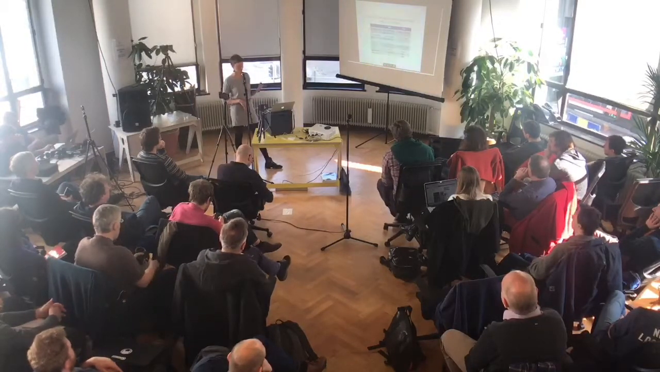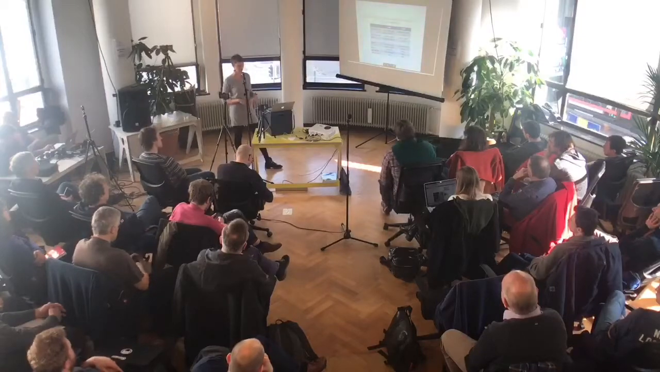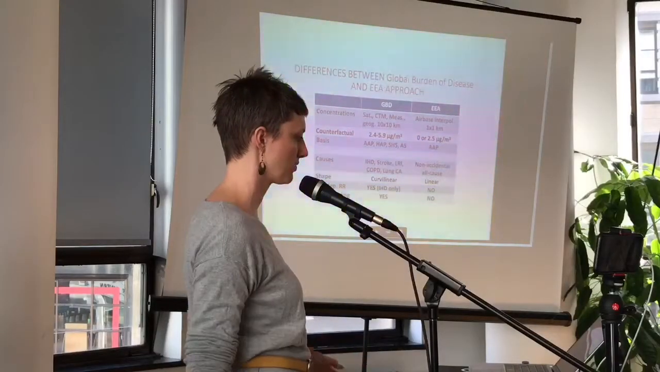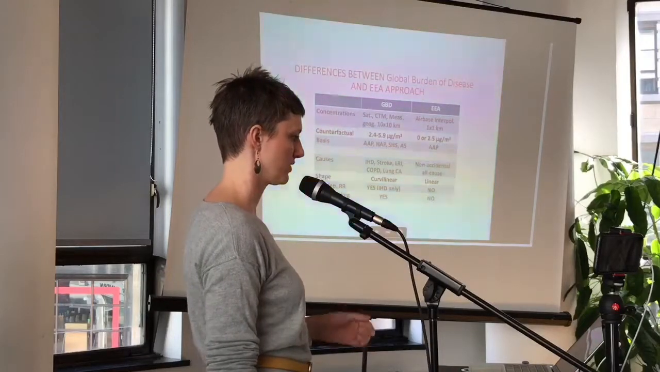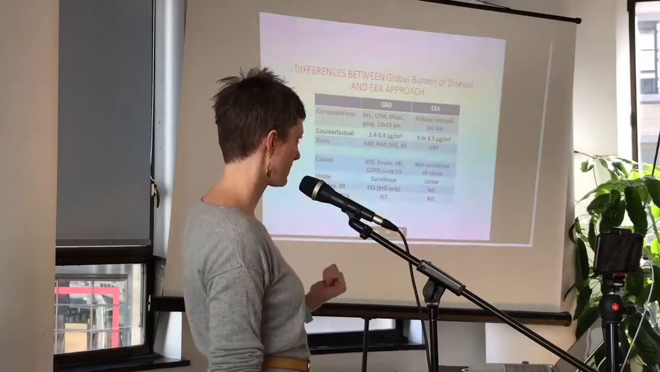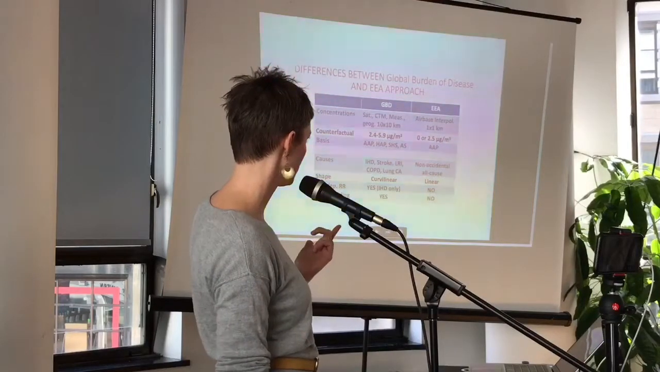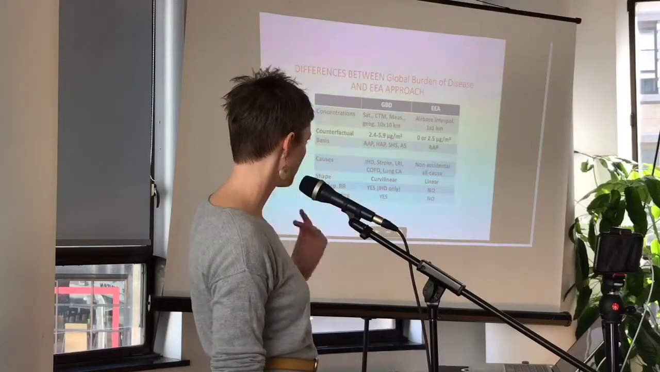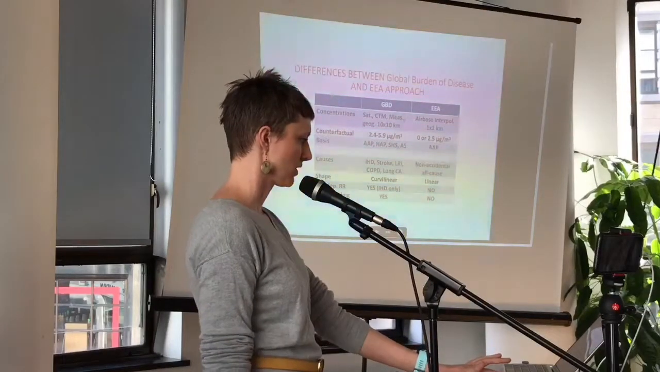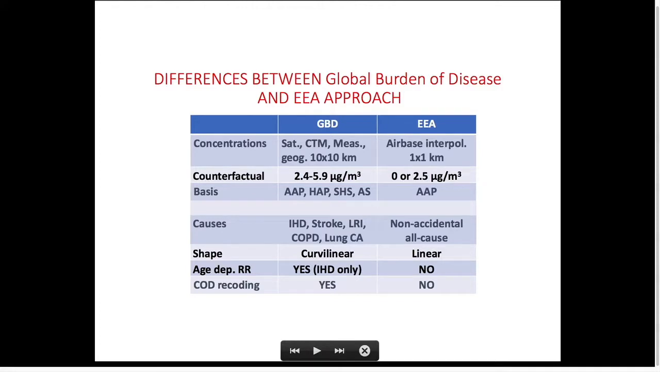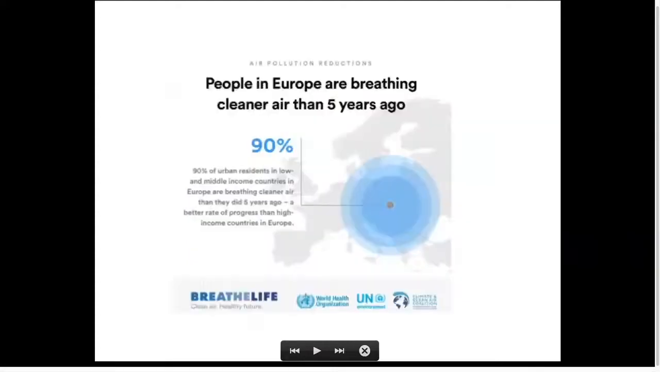For the EEA, the European Environment Agency, they are not coding it, so they're just taking all of the causes together, while Global Burden of Disease takes only strokes, ischemic heart disease, COPD, some lung cancers, and so on. So this basically means that you should not compare the number of deaths from different sources, but rather look at it as a relative number in this pile of numbers.